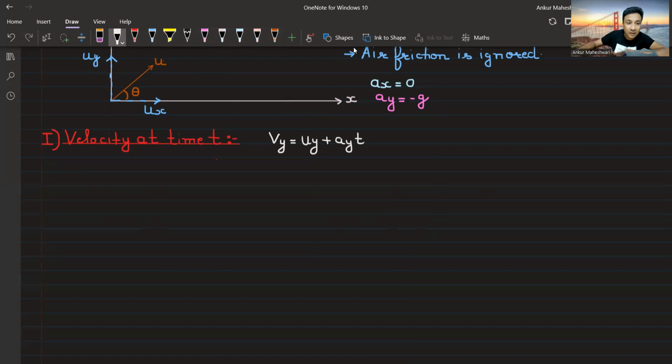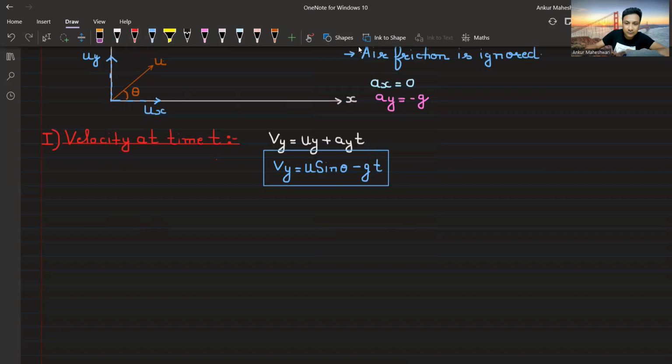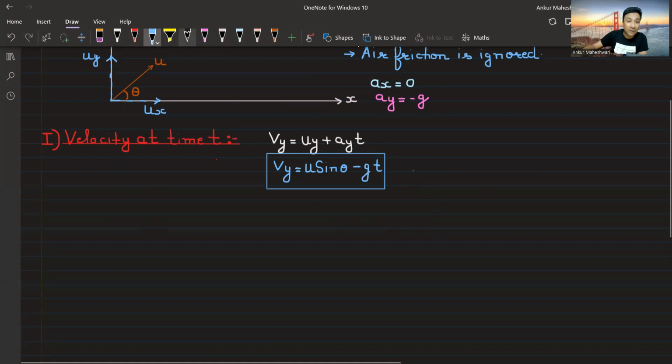Okay, so substitute the values of Uy and Ay. We'll get Vy as Uy, and Uy is U sine theta, Ay is minus g, into t. Okay, so this is Vy. All right, this is my velocity y component.